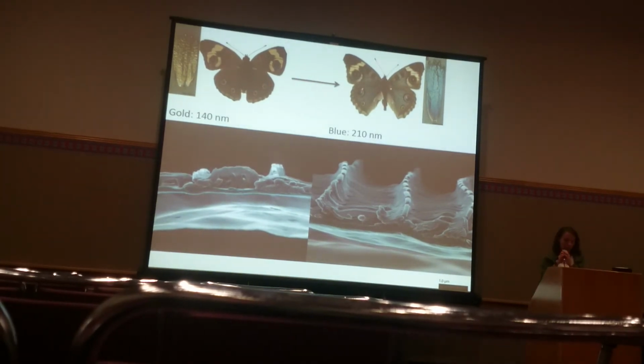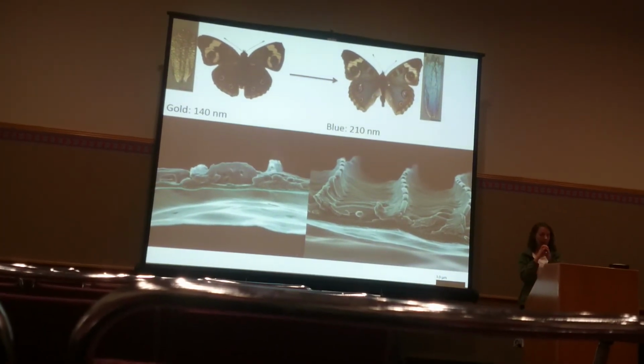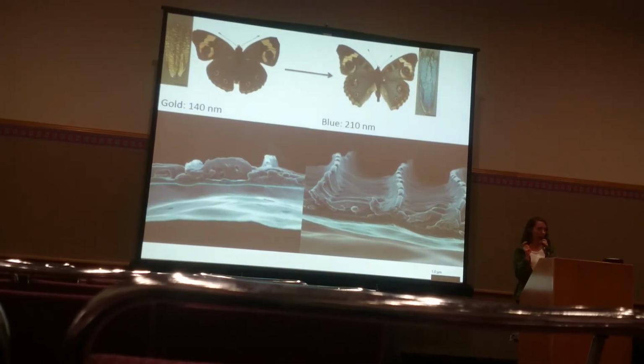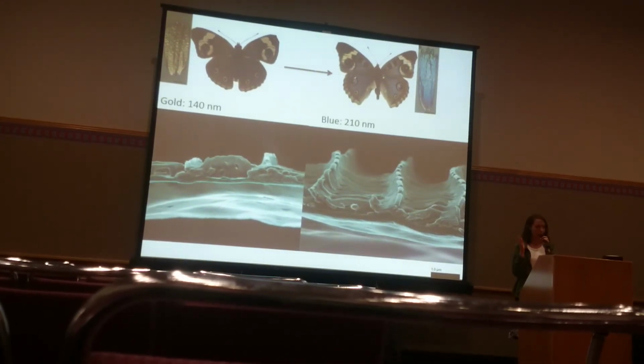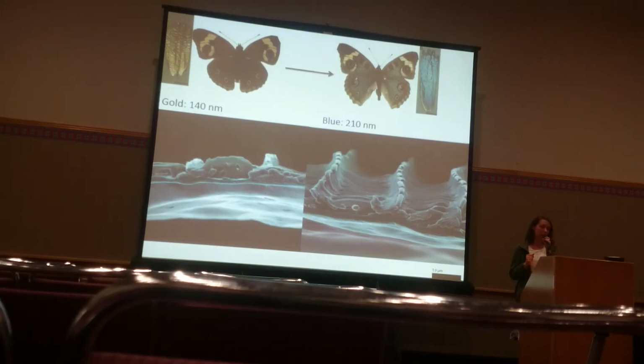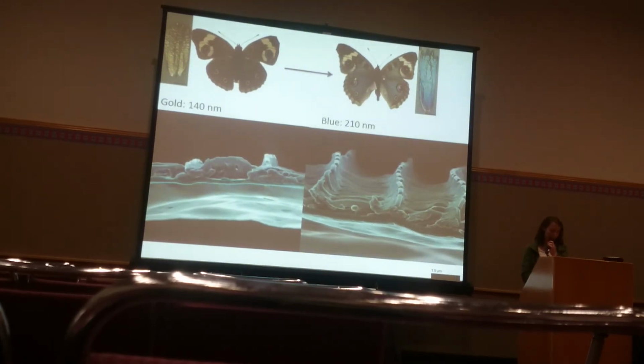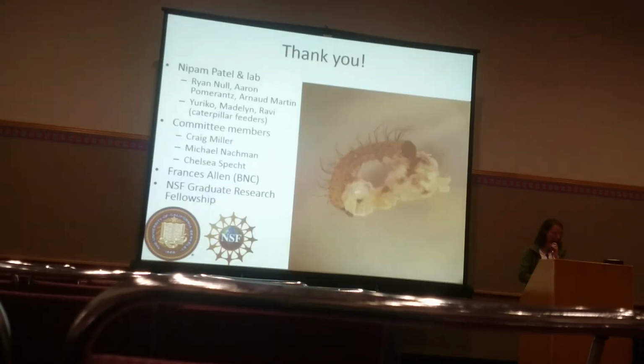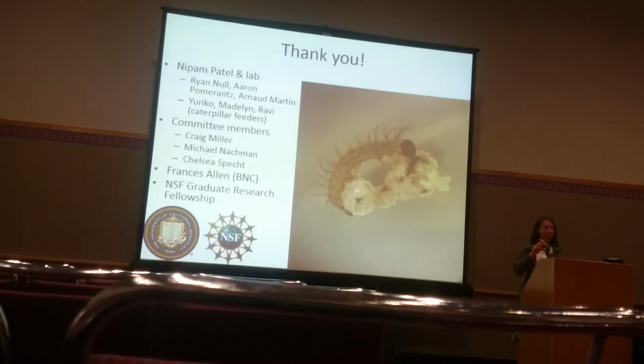Just to summarize, I've shown you that scale laminas in butterflies are a thin film reflector, that they respond to selection on color, they're tunable, and they can make many colors with the same mechanism. And I've shown you that hopefully soon we'll know something about the genetic architecture of this trait. So thank you.